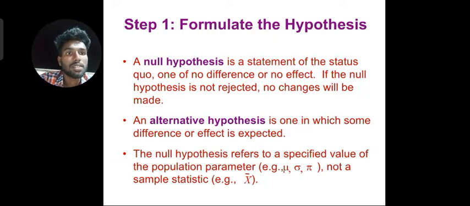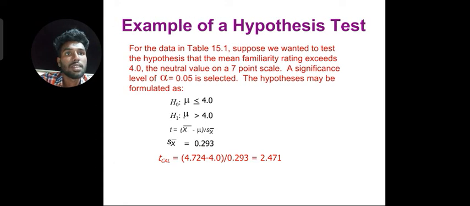An alternative hypothesis is one in which some difference or effect is expected. The null hypothesis refers to a specified value of the population parameter, for example mu, pi, sigma, not a sample statistic such as x bar.